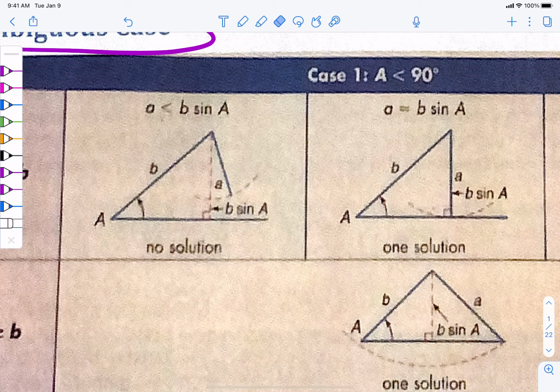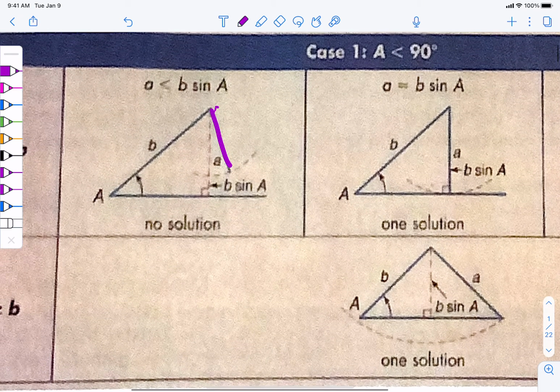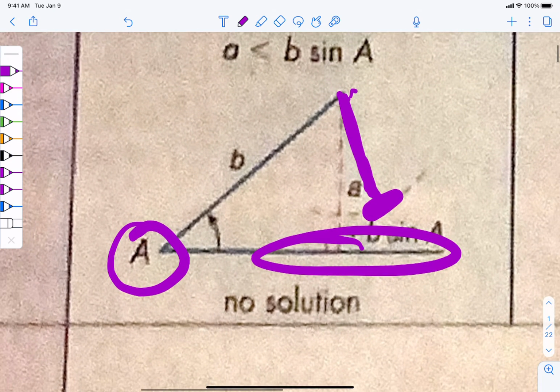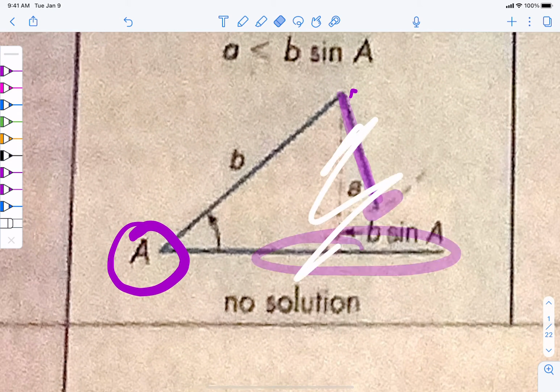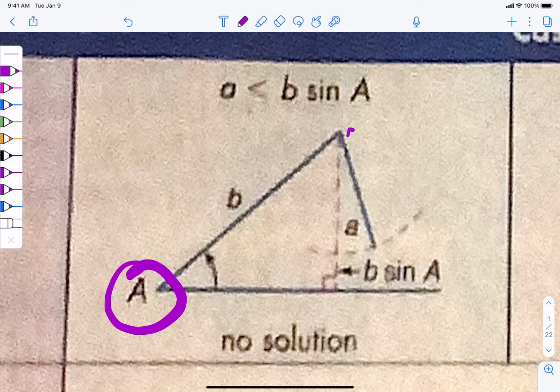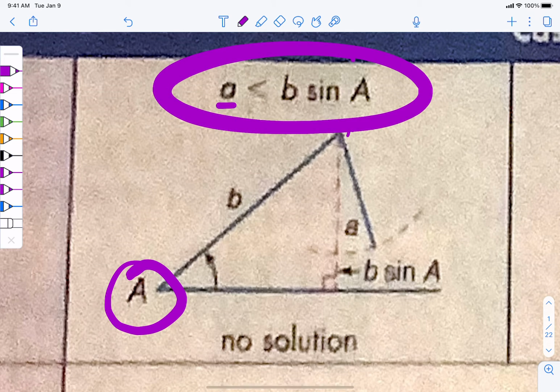Sometimes you will have the case where this side A that's opposite angle A is made too short, which means it's not long enough to even touch this bottom side. That third side, the side opposite the angle, is not long enough to touch down on that bottom side, and it doesn't even make a triangle. That occurs when the value of little a is less than the value of B times sine of A.